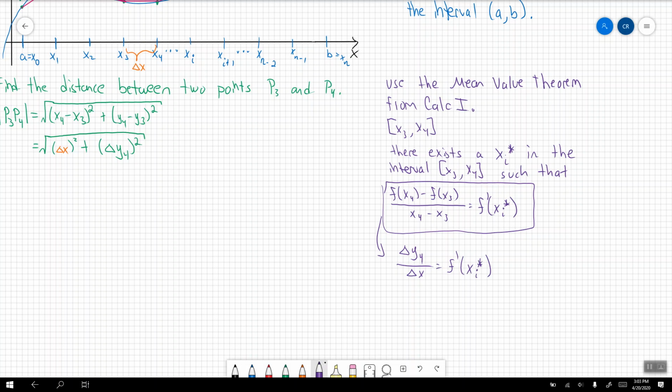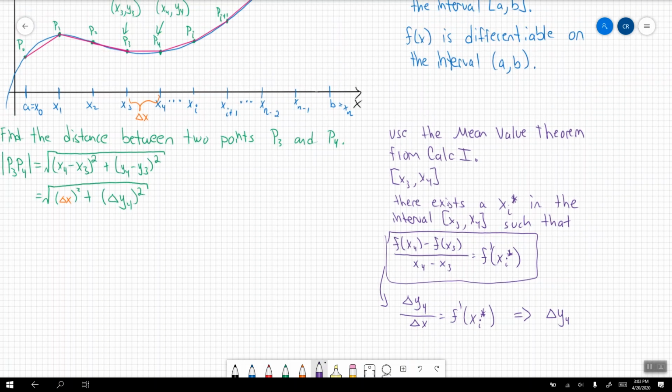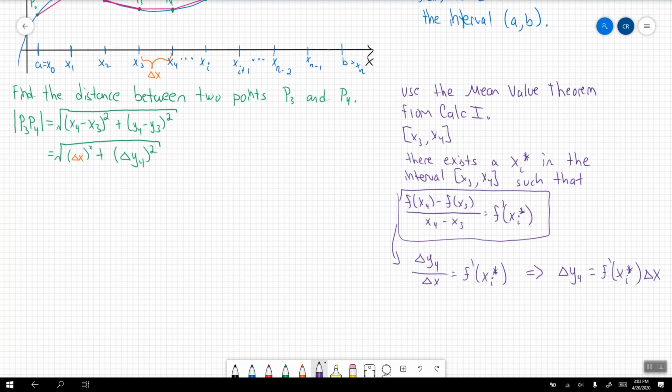Now, that's going to be awesome because, once again, this now is going to imply that delta y for that specific interval in here is going to be equal to f prime of x sub I star multiplied by delta x. Which means, do we have a substitution to make? Yes, we do. We have a substitution now that we can make.